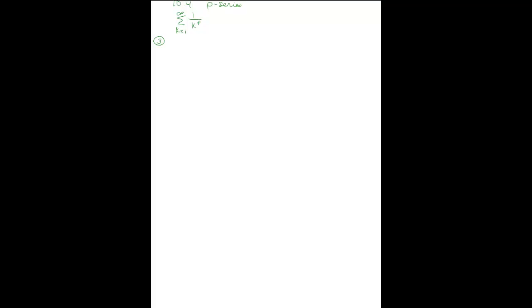Now we've already done this, but we'll do it again. It said, first off, notice that when P is equal to 1, then this summation is just 1 over K, which is the harmonic series. So we know it diverges. Okay, now let's talk about the rest of it. This function is decreasing. It is always positive. It is continuous from 1 to infinity, so we're good with that. And so we're going to look at the integral.